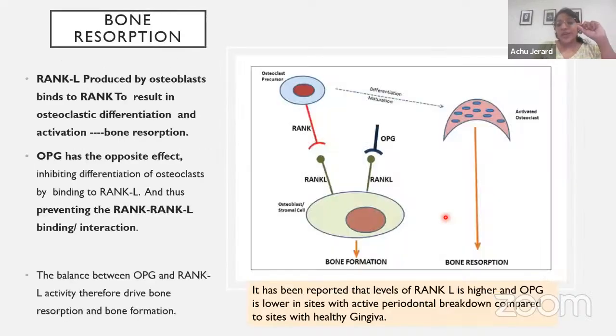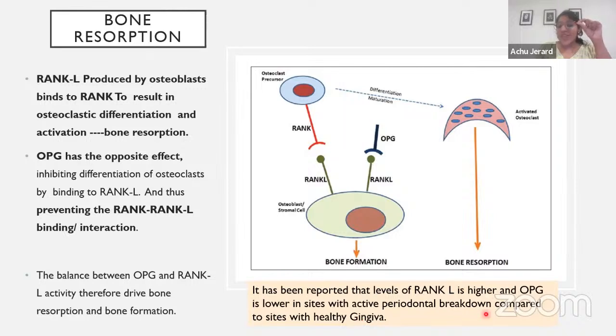Another factor which you need to know is the OPG. OPG is osteoprotegerin. This is another ligand, which is called a decoy receptor because it is similar to RANK in its structure. So when this OPG interacts with the RANK-RANKL interaction, it prevents their interaction, inhibiting bone resorption. OPG, when it comes in excess, actually inhibits the bone resorption.